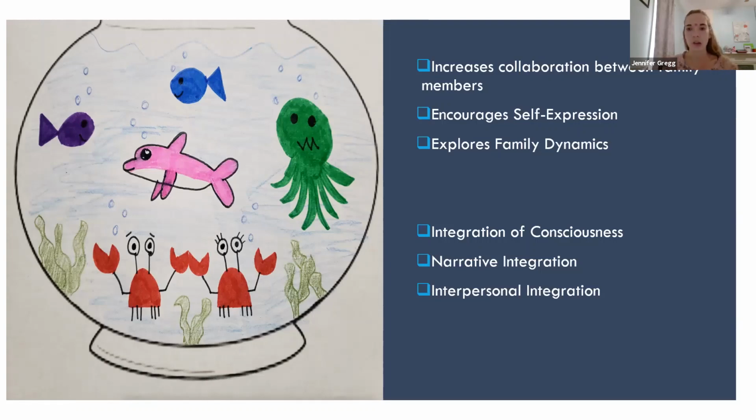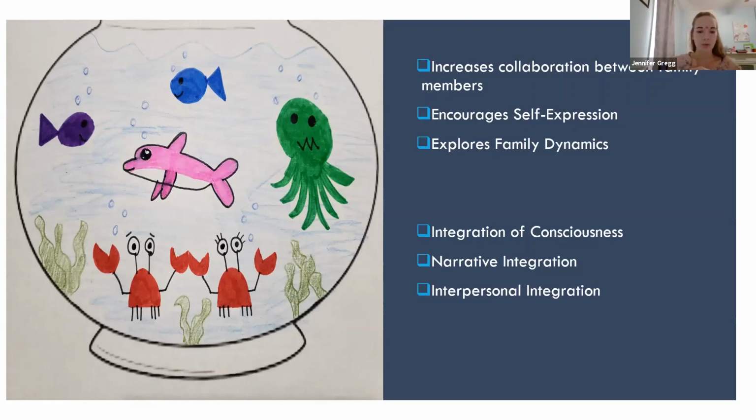So the first one is the integration of consciousness, I apologize. It's bringing to the surface underlying thoughts and emotions that they weren't even aware of. So with that family where the children dictated that the parents were crabs, they didn't necessarily ever verbally express that they felt that their family was crabs, but in doing this expressive arts activity, they were able to bring that to awareness. I was then able to help talk about that with them to help them find words to verbalize it. It also allows for a narrative integration.